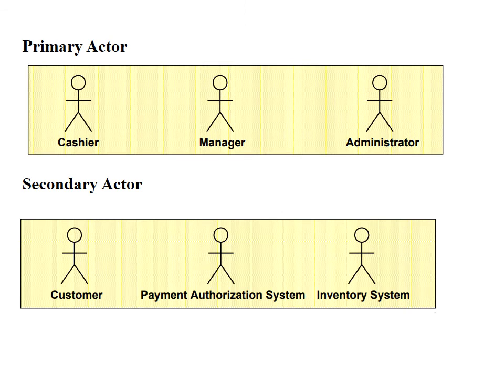Now let us move to the first step, which is to identify the actors. There are two different kinds of actors: primary actors and secondary actors. Now let us identify the primary actors of this next gen POS. The cashier is the primary actor, and then the manager and administrator. These are the primary actors for this next gen POS, whereas the secondary actors are the customer, the payment authorization system, and the inventory system. It means that the secondary actors depend on the primary actor.